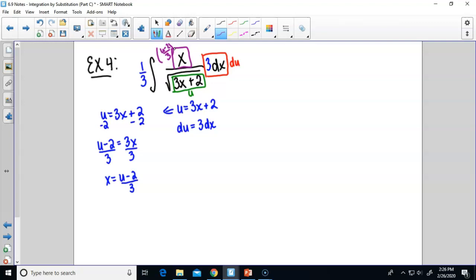Okay, questions? All right, so that leaves us with 1/3 integral of (u minus 2) over 3 over the square root of u du.